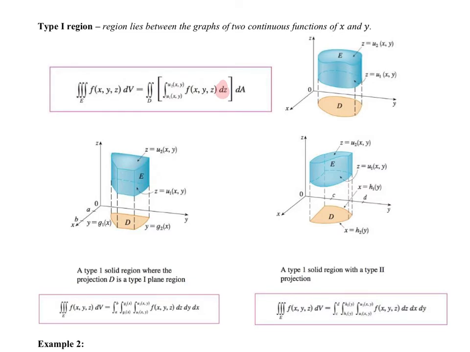And within the type 1 region, the other 2 integrals, so the integral for x and y, could be written as either x first and then y, or y first and then x. In other words, when you think about the notation here, with a type 1 region, you could have dz, dx, dy, or you could have dz, dy, dx. So there's kind of these 2 subcategories for a type 1 region.